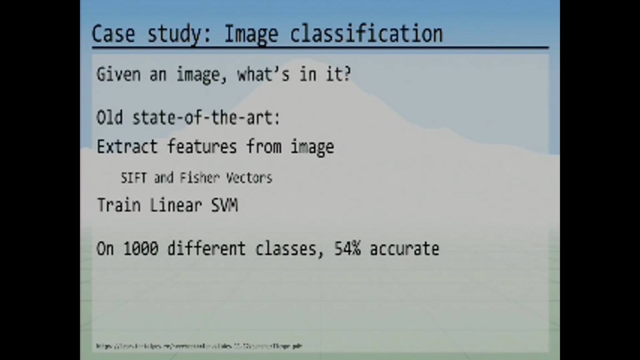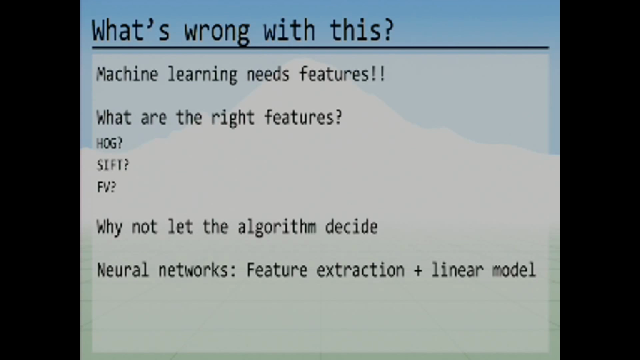But the problem with all of these approaches is that they're really sensitive to what features you pick to feed into your machine learning model. Machine learning is all about these features. If we have really good features, we're going to be able to learn a really good model. And if we don't, we're not going to be able to learn the model that we want.